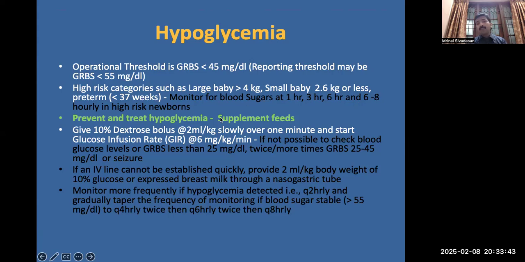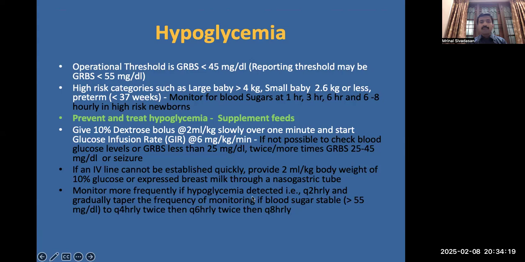Then prevent and treat the hypoglycemia. You may have to express the mother's milk. If the mother's milk is not available, then give donor milk or formula feed. Now give 10% dextrose if the blood sugar is very low, like less than 25, or if it is low recurrently, two times or more, or if there is a symptom like seizure. Then you have to give a bolus of 2 ml per kilo of 10% dextrose, and start the IV fluid at a rate of 6 mg per kg per minute. If an IV line cannot be established, then you can give 10% dextrose 2 ml per kilo through a nasogastric tube and then refer the baby.